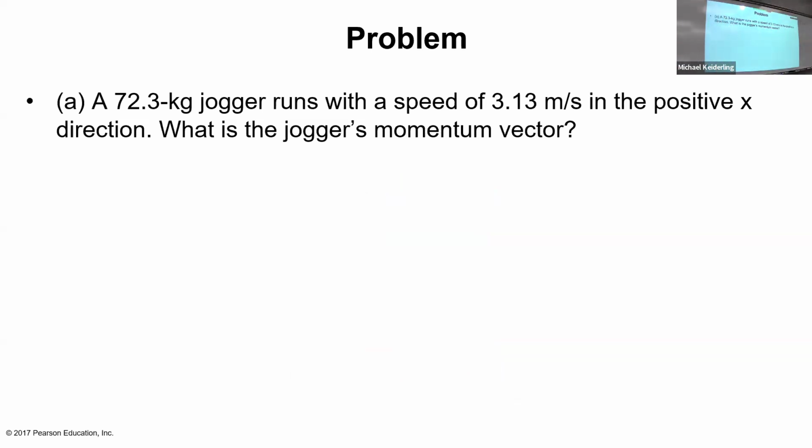If you have a 72.3 kilogram jogger running with a speed of 1.13 meters per second in the positive x direction, what is the jogger's momentum vector?